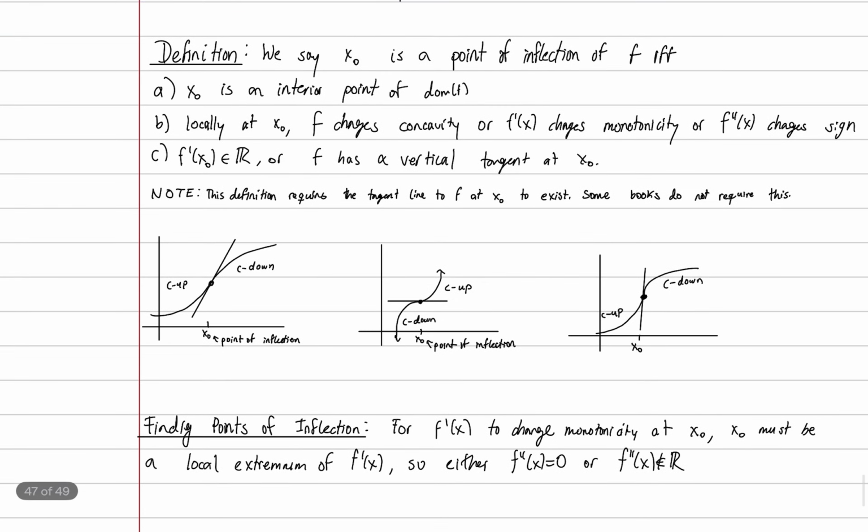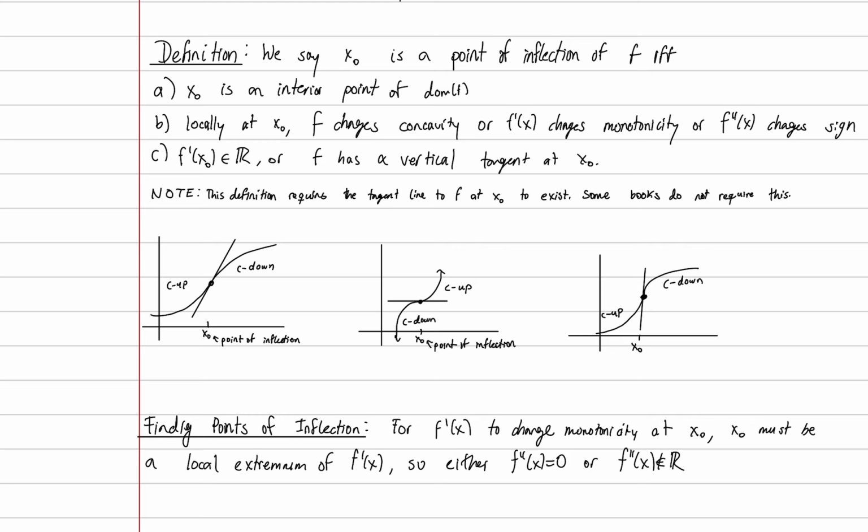So first, we're going to define a point of inflection, or an inflection point. We say x naught is an inflection point of f if and only if x naught is an interior point of the domain. Locally at x naught, f has to change concavity, or that's equivalent to saying f prime changes monotonicity, or f double prime changes sign. Okay, we've established those are all equivalent, right?